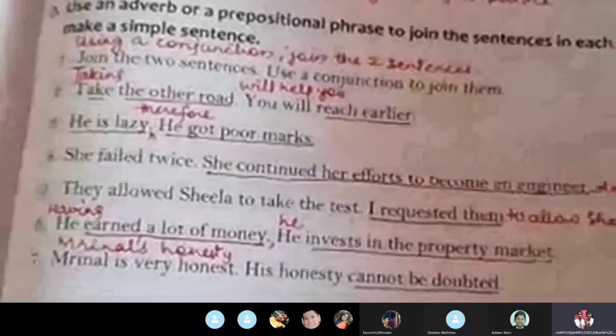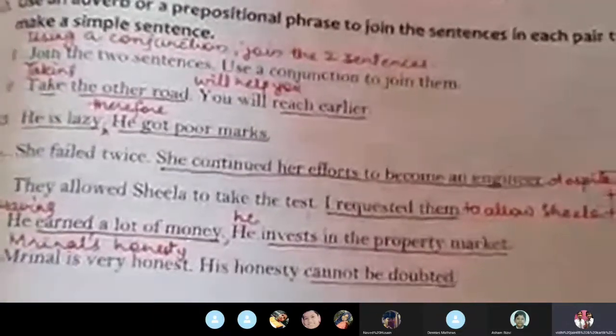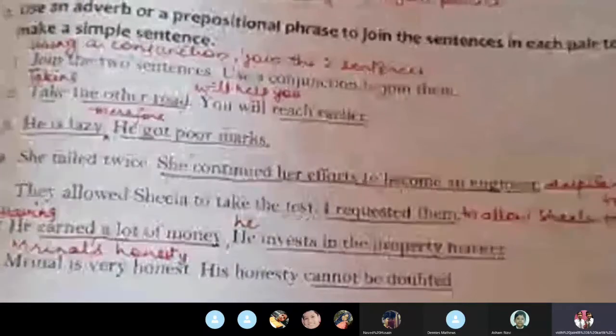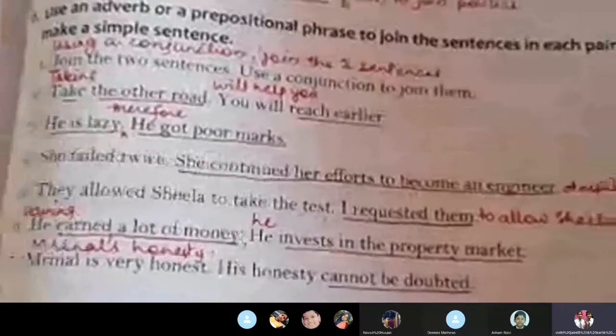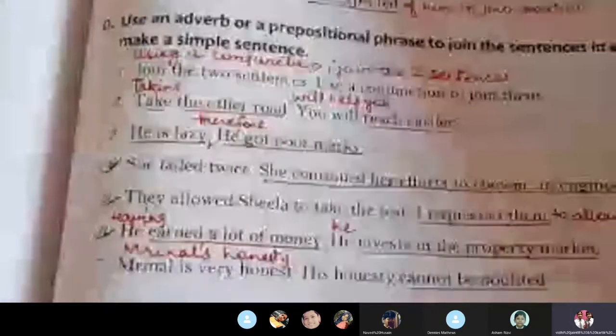Number 7: Mrinal is very honest. His honesty cannot be doubted. Answer: Mrinal's honesty cannot be doubted. Please put a tick mark on the sentences that you'll do: 4th, 5th, and 6th. Okay?